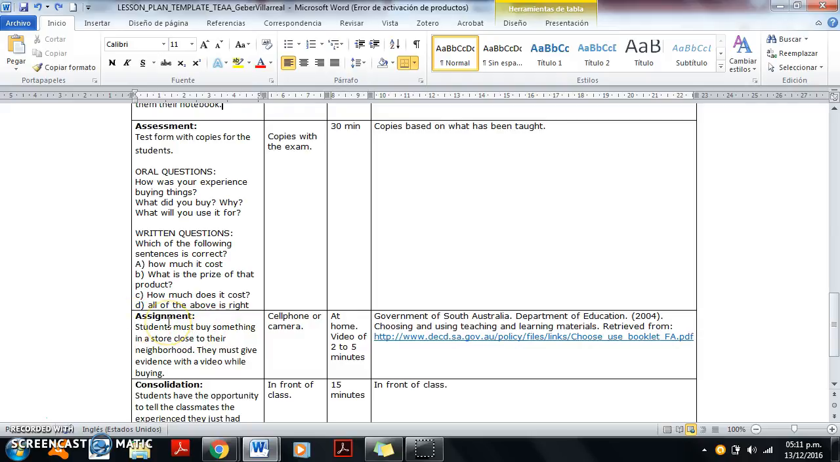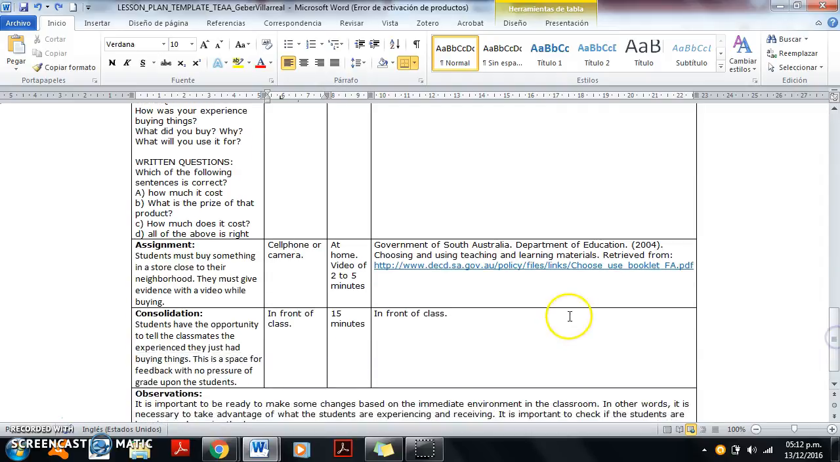For the assignment, the students must buy something in a store close to their neighborhood, and they must give evidence with a video while buying. Here they will need a cell phone or camera, and they are really good at it, so they don't have a problem with that because they are from the millennial generation and really know how to use these things. There are also some specific sources we can use, and this one is about the Government of South Australia.